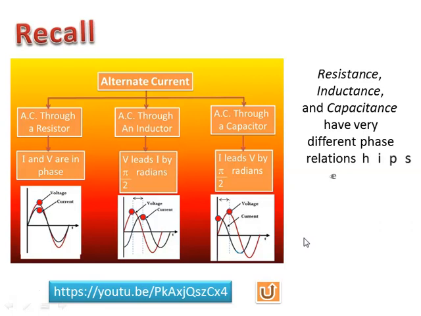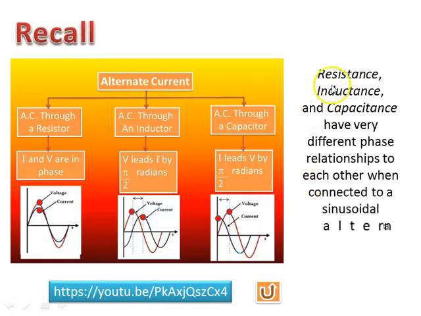We have discussed before in the previous lessons that resistance, inductance and capacitance have very different phase relationships to each other when connected to a sinusoidal alternating supply. For alternating current through a resistor, I and V are in phase, and for alternating current through an inductor, V leads I by pi per 2 radians, and for AC current through a capacitor, I leads V by pi per 2 radians.